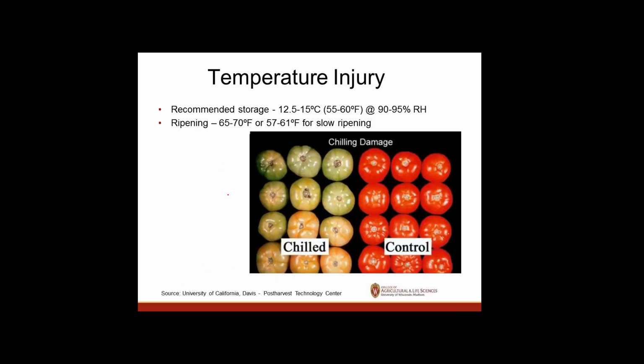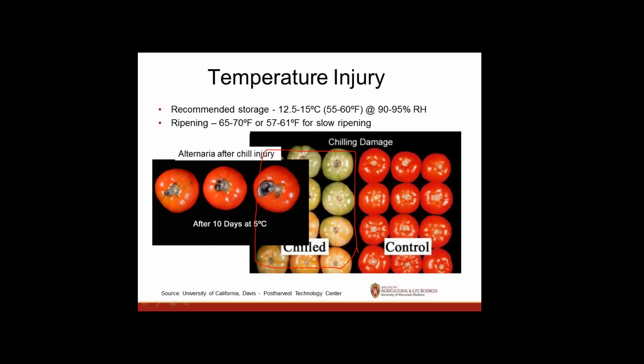Here's an example with tomatoes. You got these over on this side that got chilled and they're not putting on color, versus the ones that were ripened at the correct temperature, which are nice and ripe. And here's what happens. You get alternaria after 10 days after being chilled. So it's just an example.